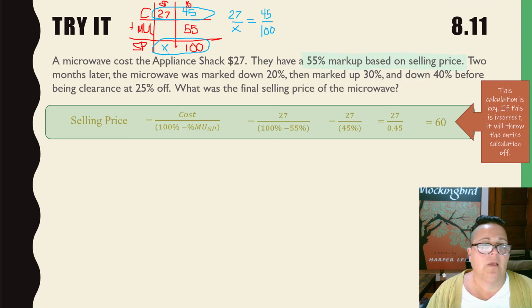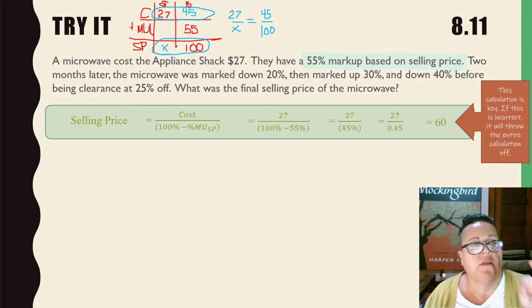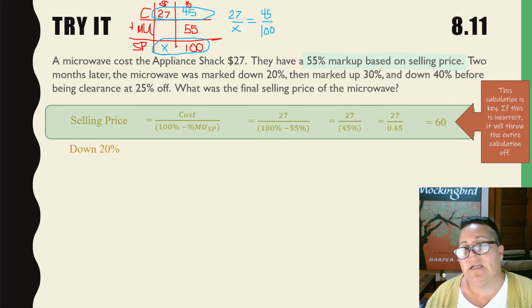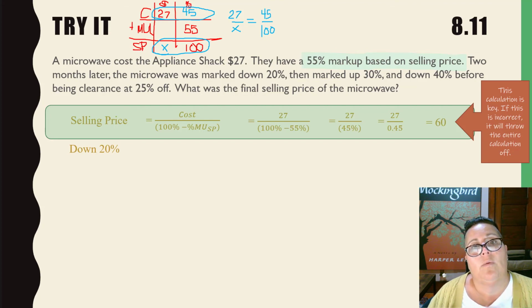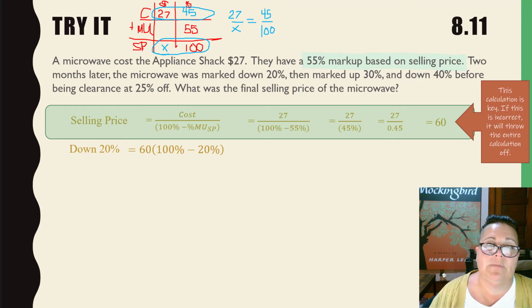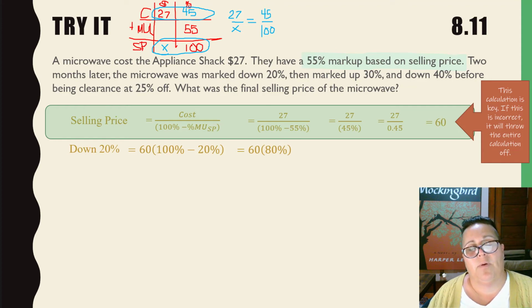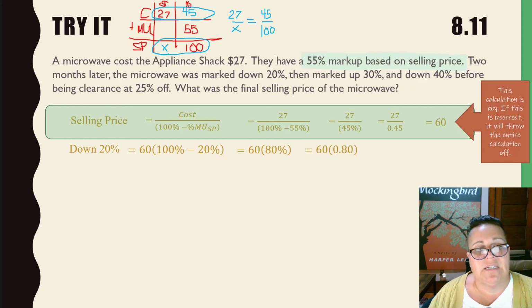Okay. All right, so that's our first. We got a cost of $60 to start with. Now, 2 months later, the microwave was marked down 20%. If we're going to do a markdown of 20%, then what we need is the original price times the complement of the discount. So if we're getting a 20% discount, there will be 80% left on the price. 80% of $60 is 60 times 0.8 or $48.